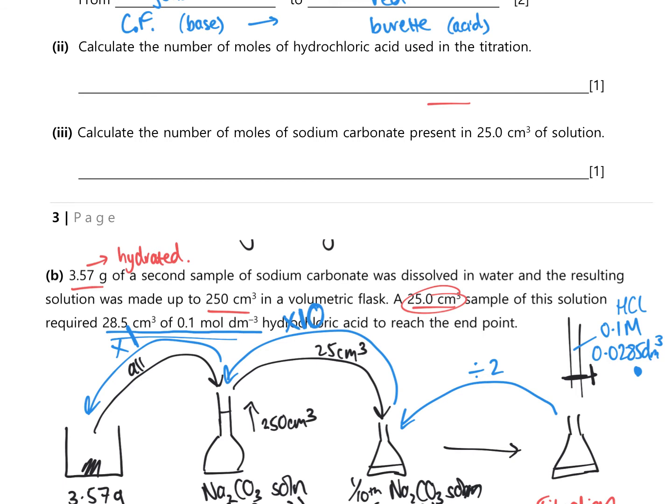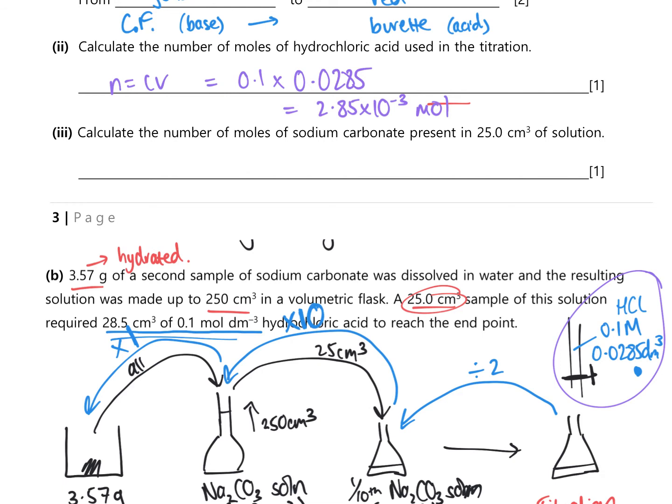Well, in terms of what stage we're at in our calculation, that's right at the start, looking at our titration. So we're looking at how many moles we add from our burette. We're simply doing n equals CV, which is 0.1 times 0.0285, which gives us 2.85 times 10 to the minus 3 moles.